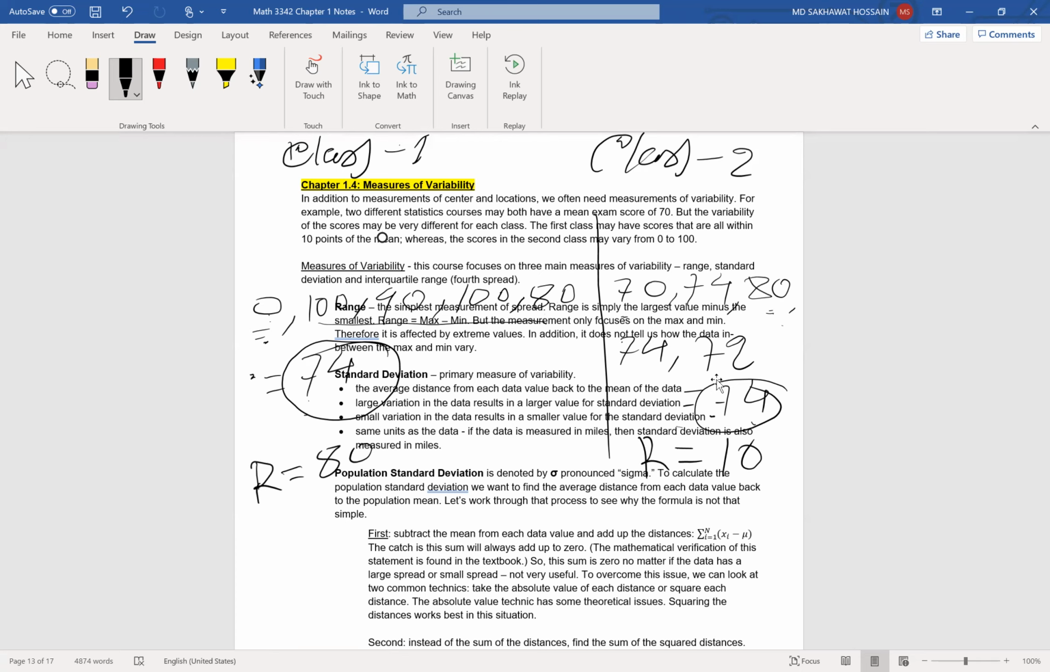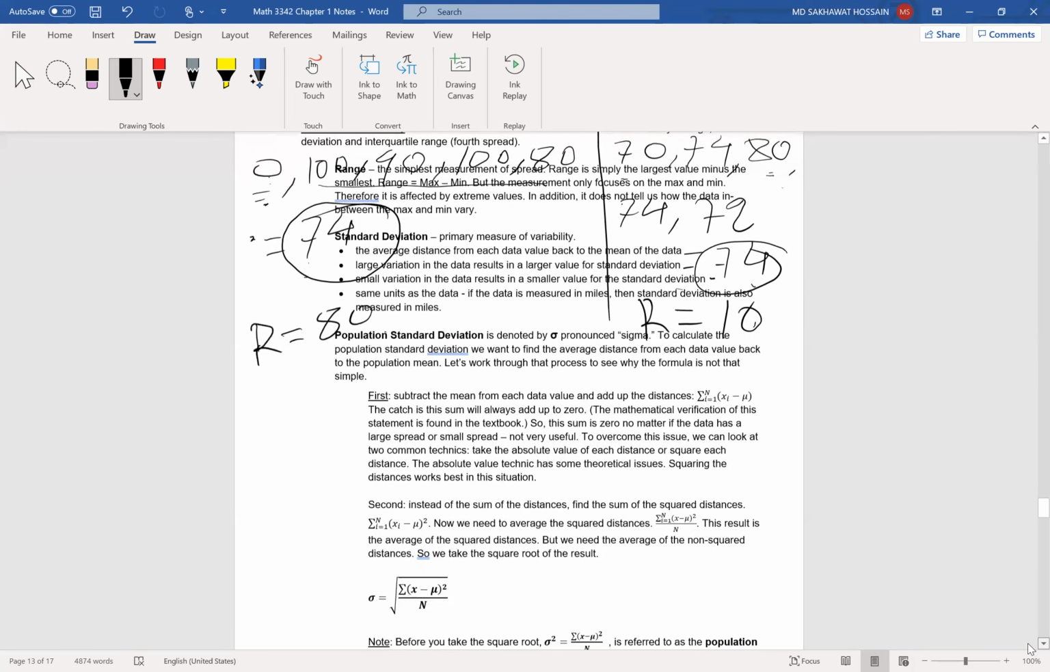So now we get more information about the data set, right? Here the range is 80. That means some students have really low scores and some students have very high scores. And here the range is 10. That means most of the students have somewhat similar scores. So that gives us more information. That's why we use measures of variability.